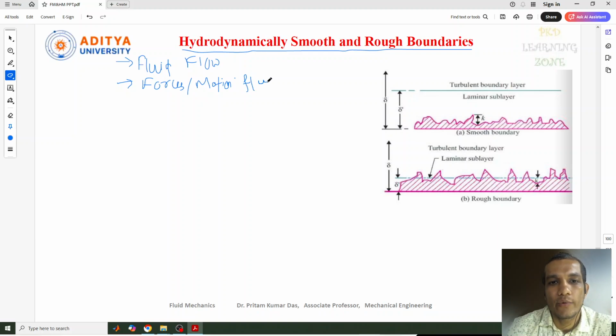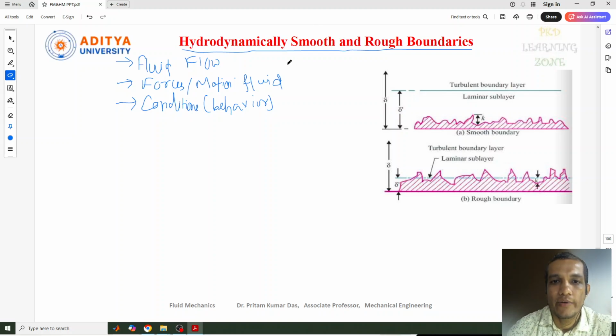The fluid may be a liquid or it may be a gas, anything is possible. So how the fluid behaves in different conditions, what is the behavior of the fluid, all these things come under this hydrodynamical study.